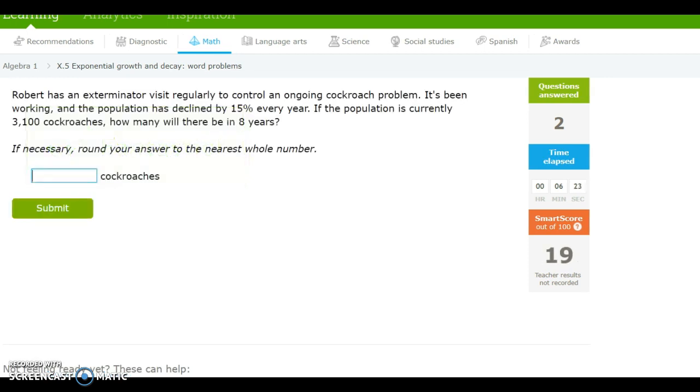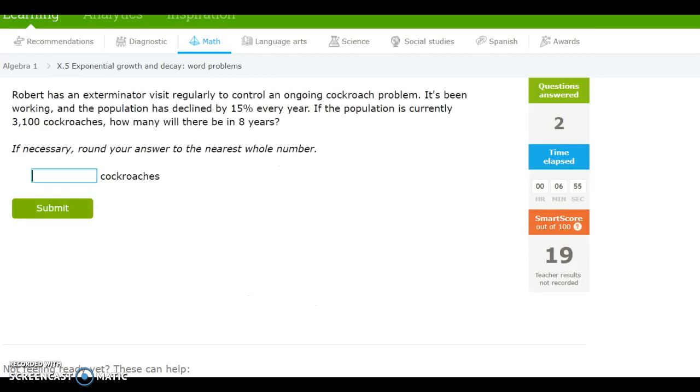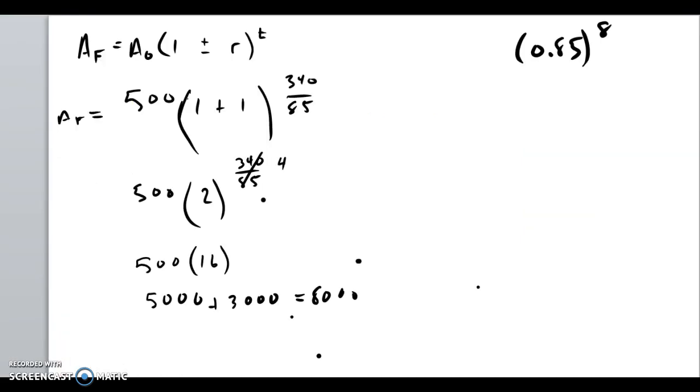Let's do one more. So Robert is an exterminator, and as soon as you hear extermination, you're going to know you're going to be working with a minus. So the population has declined 15% every year. If you've got 3,100 cockroaches, how many will there be after 8 years? So 0.85 is going to be our decimal, because we're doing 1 minus 0.15, and we get 0.85. And how many are there going to be after 8 years? So 8 is going to be our exponent. And how many cockroaches are we dealing with here? We are dealing with 3,100 cockroaches. Try to figure that one out on your own.